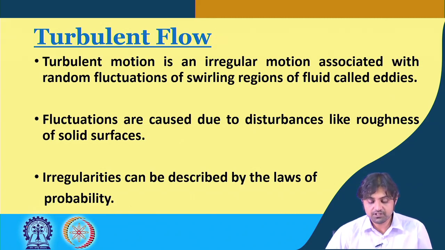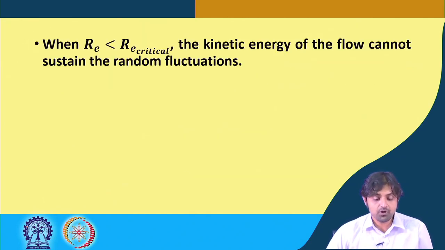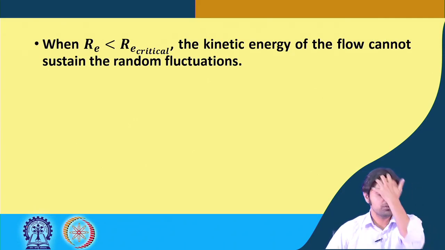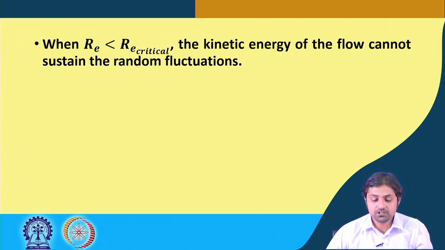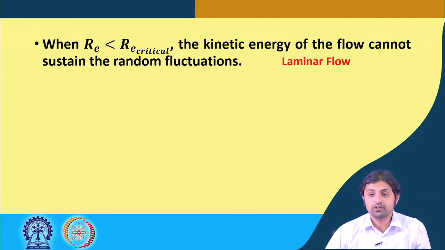Irregularities can be described by different laws, one of which is the law of probabilities. Important to know is that when the Reynolds number of the flow is less than the critical Reynolds number, which, if you remember, in pipe flow was 2300, the kinetic energy of the flow cannot sustain the random fluctuations, and this is called laminar flow.